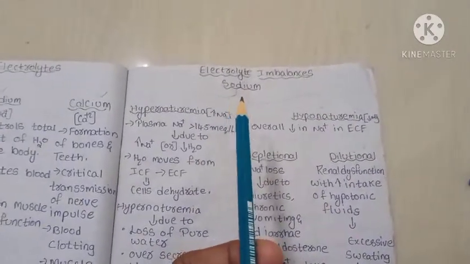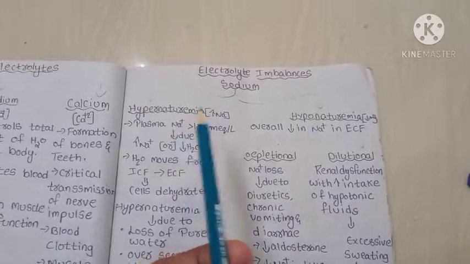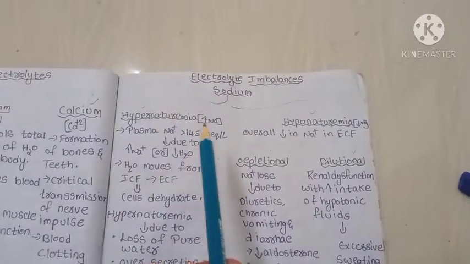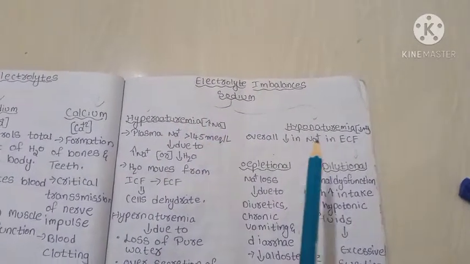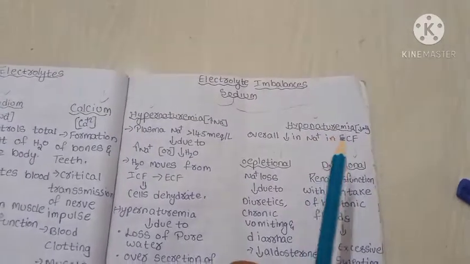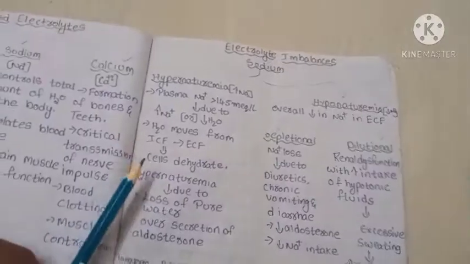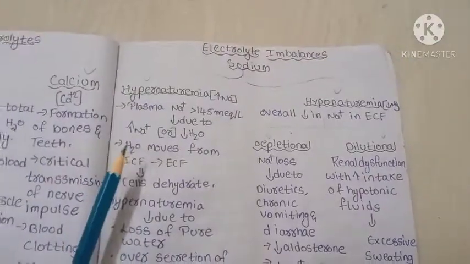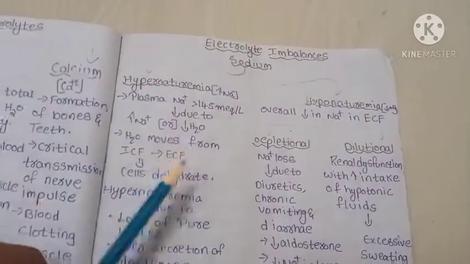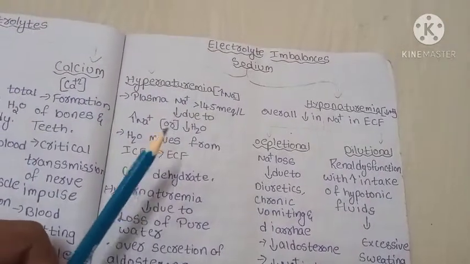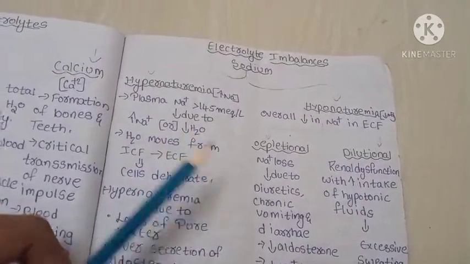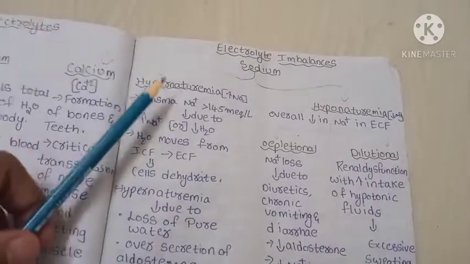If over secretion or over accumulation of sodium leads to hypernatremia, that is increased level of sodium, and decreased level of sodium is known as hyponatremia. Now we will see the conditions for hypernatremia. It occurs when the sodium level is more than 145 in plasma, then it is known as hypernatremia.